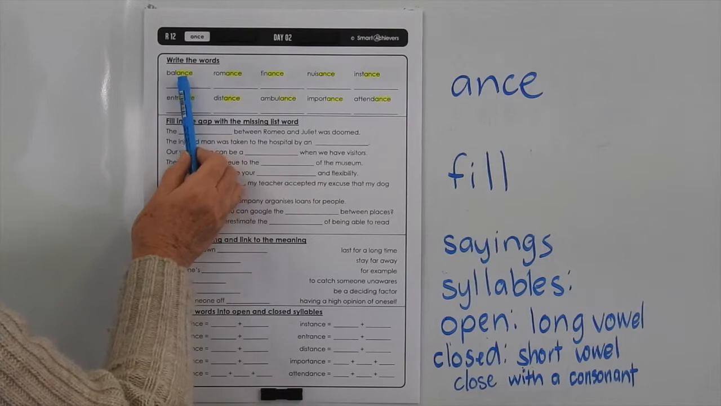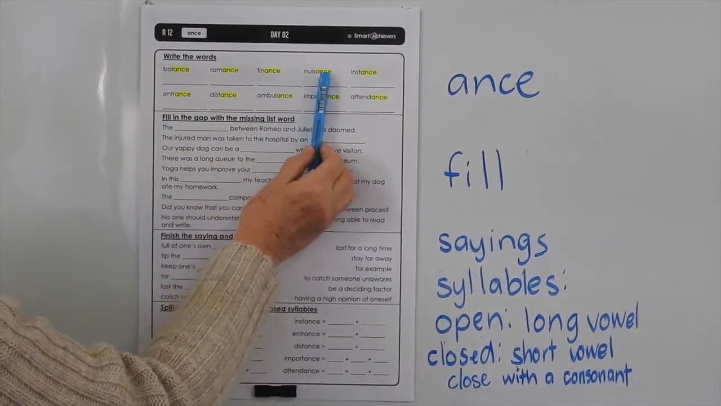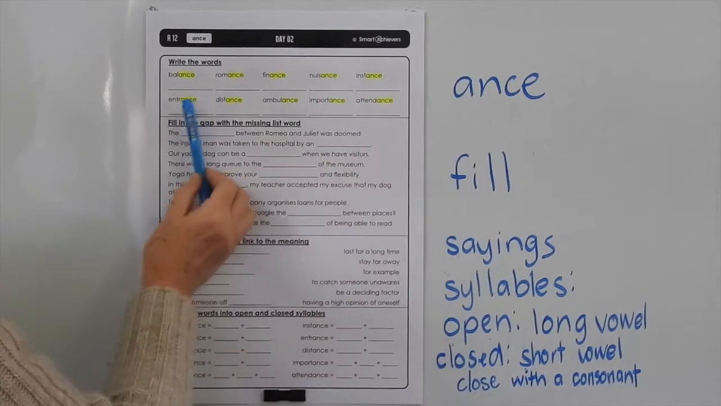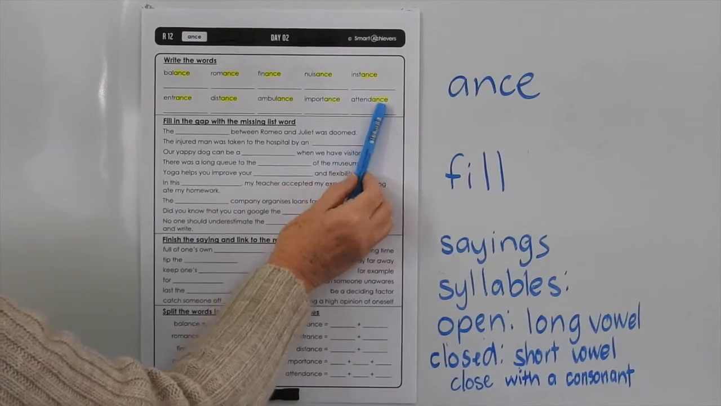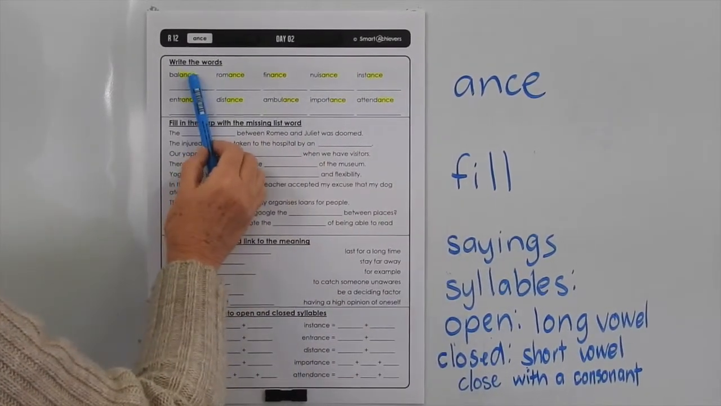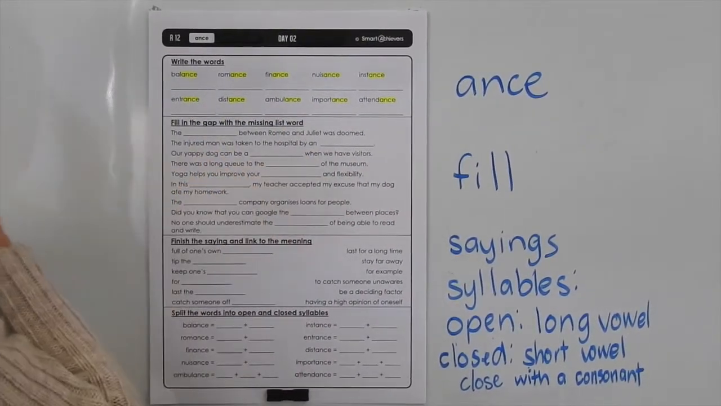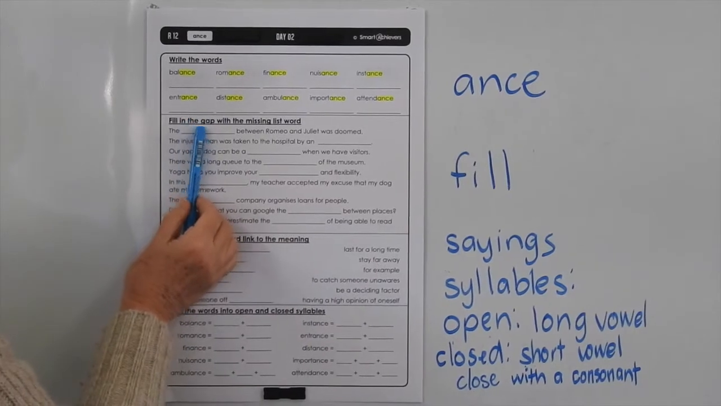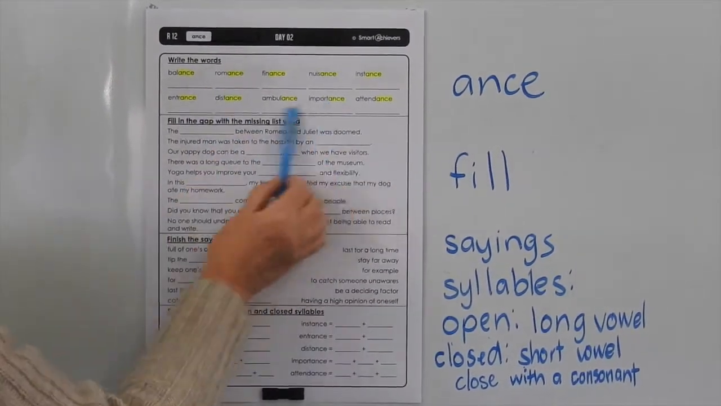These words all end in "ants", A-N-C-E: balance, romance, finance, nuisance, instance, entrance, distance, ambulance, importance and attendance. You need to go through and highlight those letters in all of these words. And then we talked about their meanings yesterday, so you have to use that knowledge to finish these sentences here. We've left out a word for you, and they're all list words.